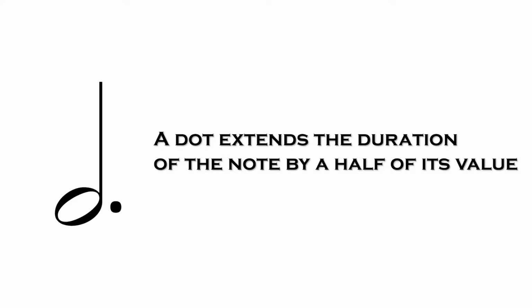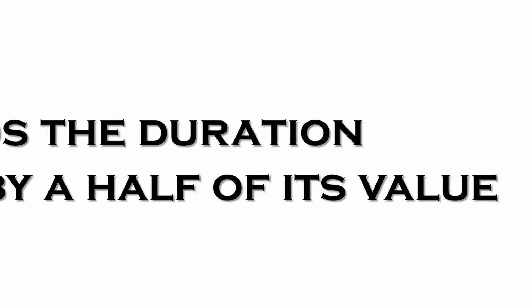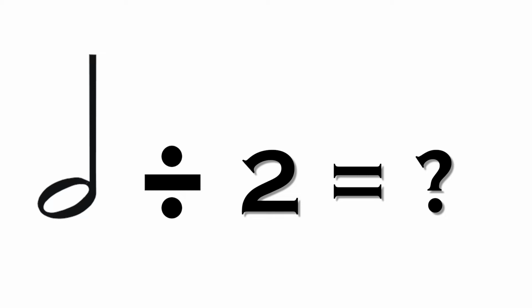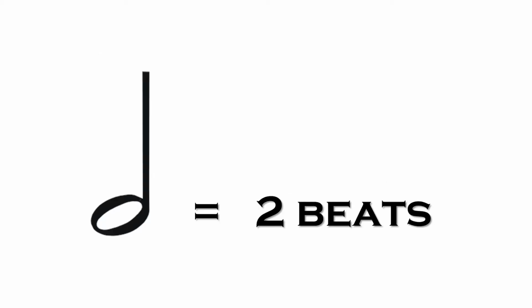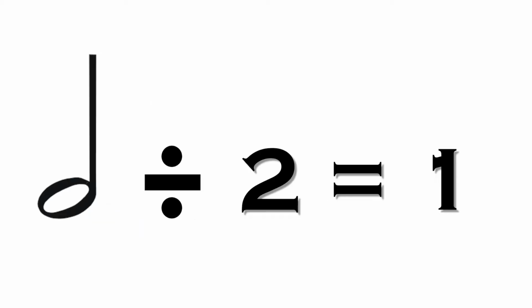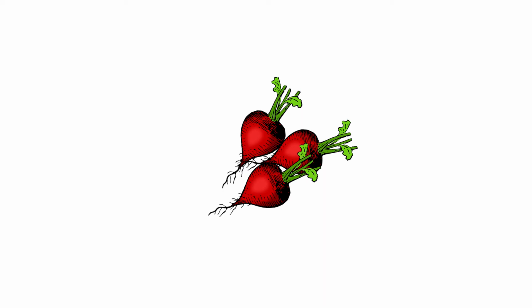Those dots mean a totally different thing. A dot extends the note duration by a half of its note value, not by a half note, by a half of its value. What is a half of the half note? A half note has 2 beats, therefore a half from it would be 1. Let's do the math. A dotted half note is of 3 beats value because a half note is 2 beats and a dot is 1 beat. 2 plus 1 is 3.